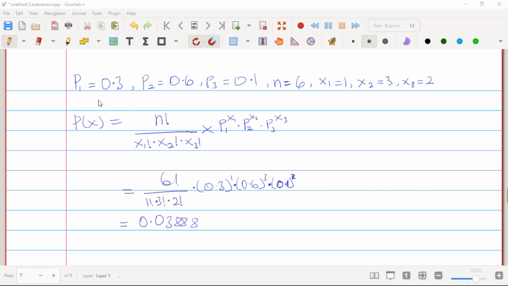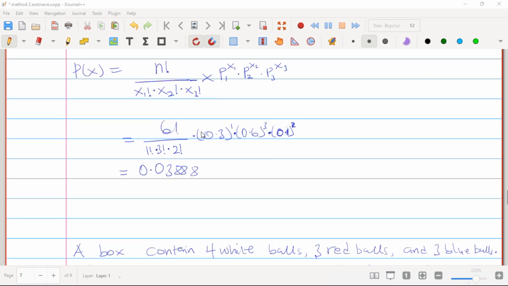So as I was saying, you see our P1, P2, P3, and S1, S2, and S3 are given here. Once you write your PMF, it's very simple for us to get our final answer, because our N was given as 6, our X1 was given as 1, our X2 was given as 3, our X3 was given as 2. So I just write them here times our probabilities: 0.3 raised to the power x1, which is 1, 0.6 raised to the power x2, which is 3, 0.1 raised to the power 2.